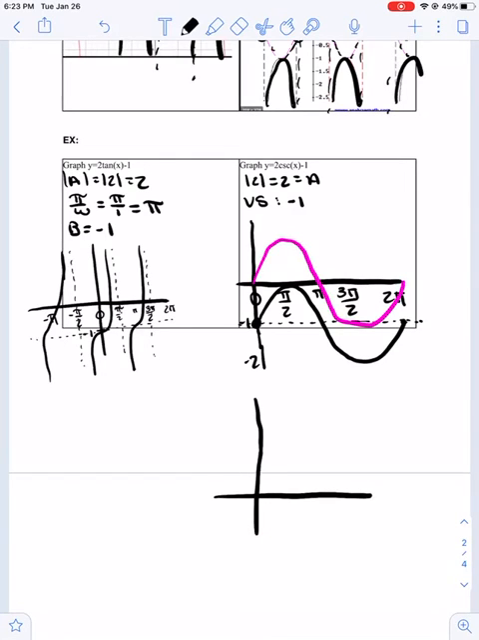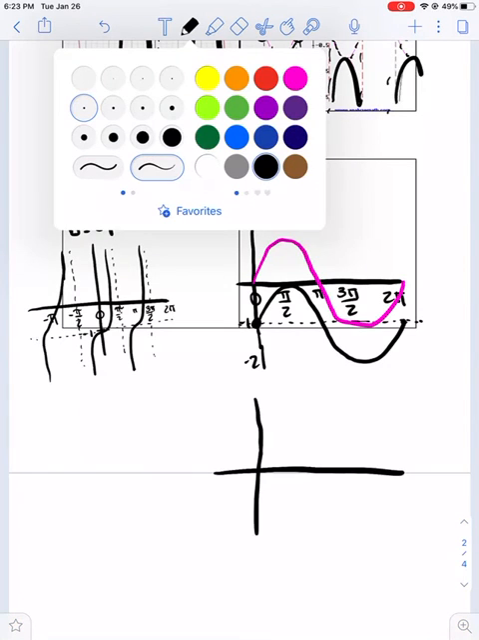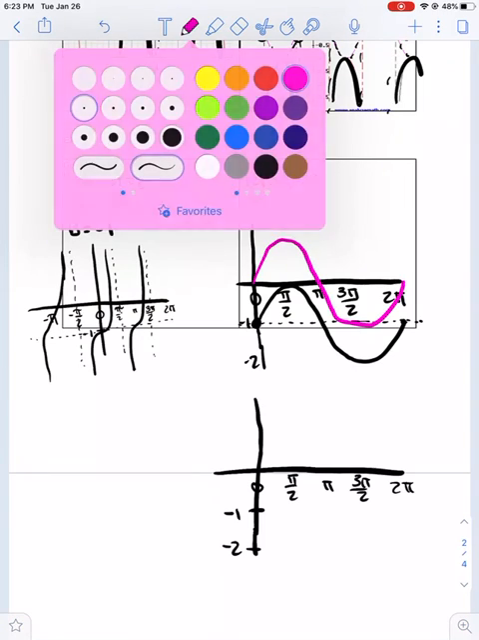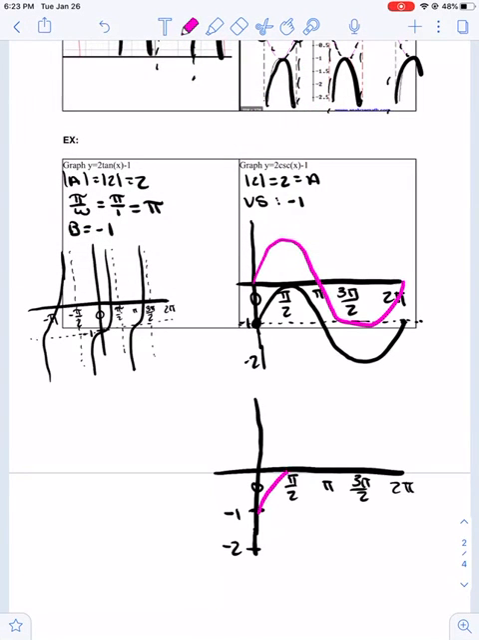Okay. So now I want to take care of the amplitude. So I'm going to redraw my graph. I'll do the pink again. The pink will now be with the vertical shift. So let me plot our points. So 0, pi over 2, pi, 3 pi over 2, and 2 pi. And then we need -1 and -2. And then our pink graph, there we go.